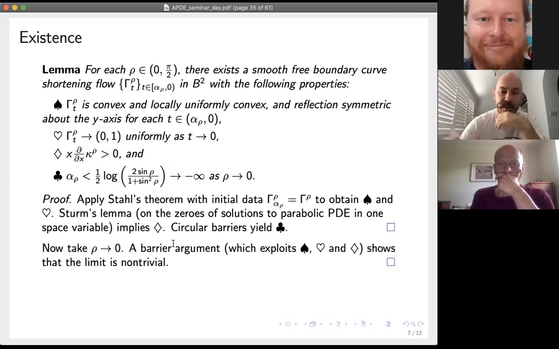So with just a little bit more work, again using suitable circular barriers and the properties in the lemma, we can actually show that the limit is non-trivial. It is convex and locally uniformly convex, reflection symmetric, collapses to this point as t goes to 0, and converges to the bisector as t goes to minus infinity, etc. So this gives you existence of a non-trivial example. Not too much effort, not too much sweat to get that.